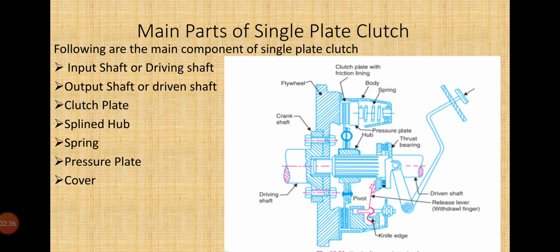Now some of the main parts which are written in the slide: this is input shaft, or we can say driving shaft. This is output shaft, called driven shaft. This is clutch plate, this is spline hub, this is spring, this is pressure plate, and this is the cover.